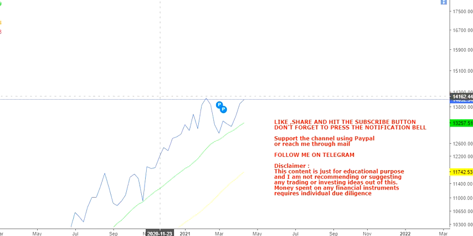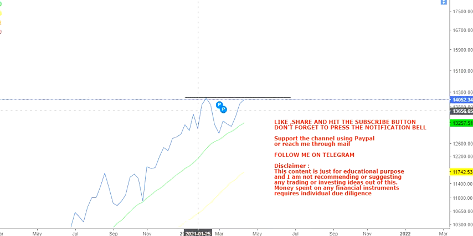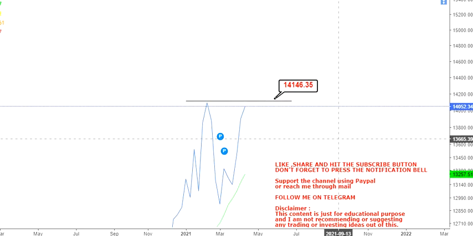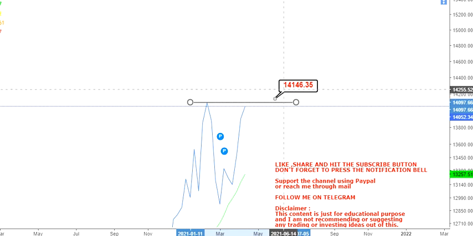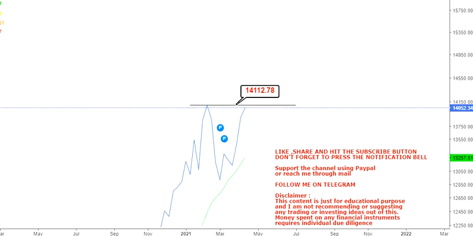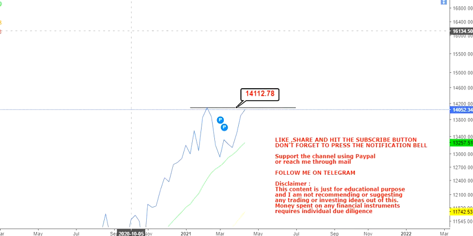So if you are applying a line chart, you can see the Nasdaq is very near to the previous high that it made on February 8th, 2021, which is this one, 14,146, or let's say about 14,150. Let's adjust this one. This is 14,112. Okay, so you can use 14,150, no issues in that.